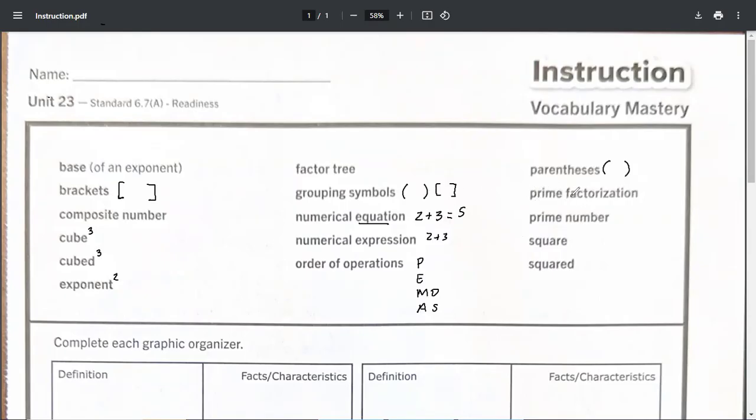Prime factorization is when we're going to get any number and find the prime factors of it. Remember, the word factor means to multiply. So we're just going to find all the multiples of that number. And we're going to use the factor tree to solve those prime factorizations.